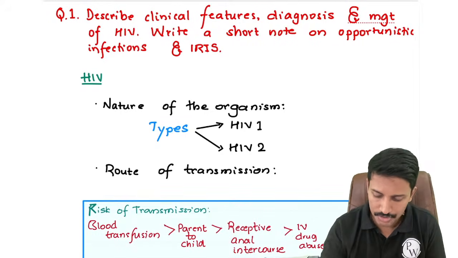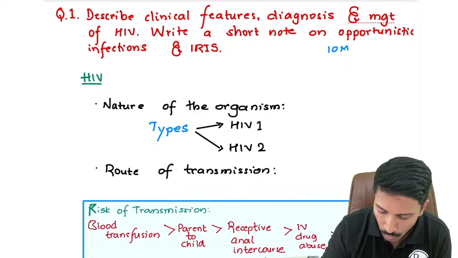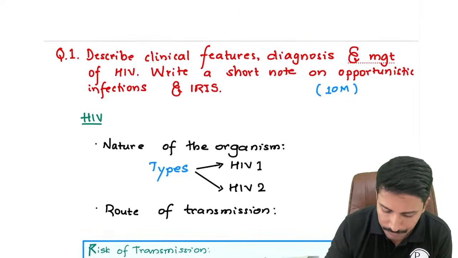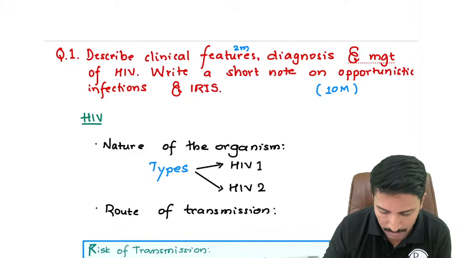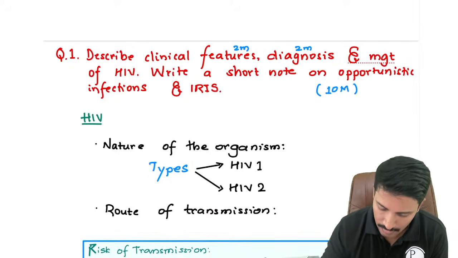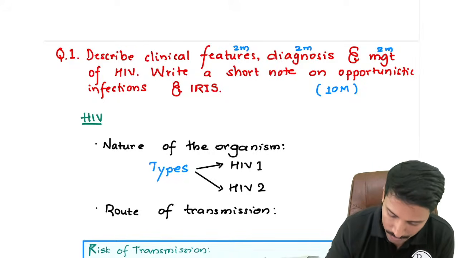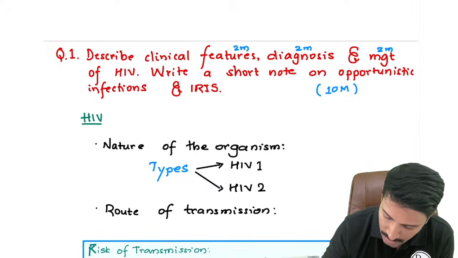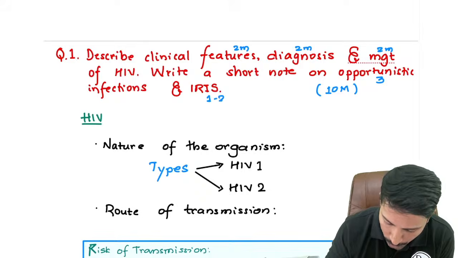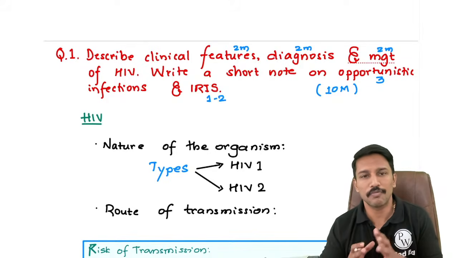So if it is a 10-mark question, what will be the distribution of marks? The clinical features will take 2 marks, the diagnosis will take 2 marks, the management of HIV will take 2 marks, so that is 6 marks. Okay, and 3 marks for the listing of opportunistic infections, and 1 to 2 marks for immune reconstitution inflammatory syndrome or IRIS.